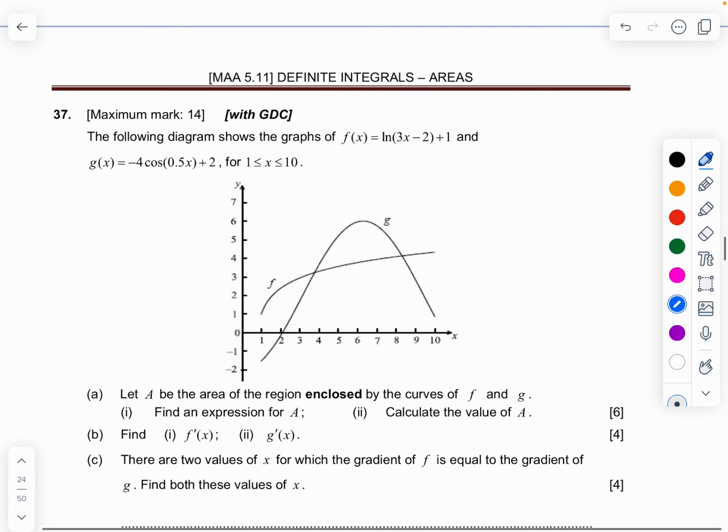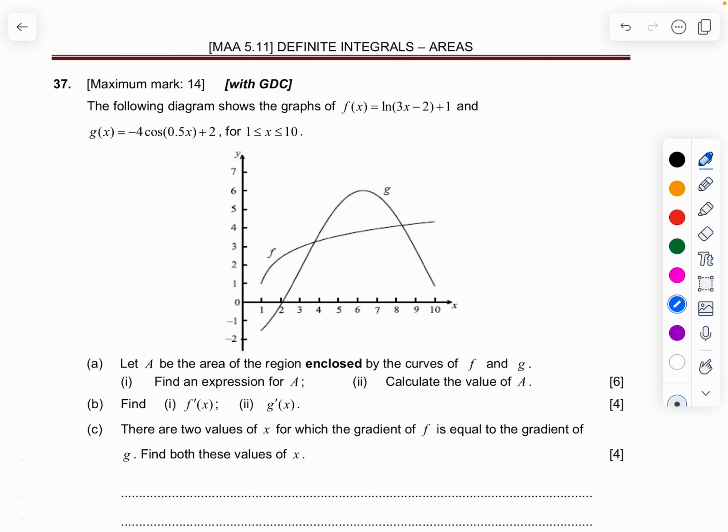Now question number 37. The following diagram shows the graph of f of x equals ln of 3x minus 2, plus 1, and g of x is given. Then the area A of the region is enclosed by the curves f and g. Find the final expression for A, calculate the value of A, find f prime x and g prime x. There are two values of x for which the gradient of f is equal to the gradient of g.